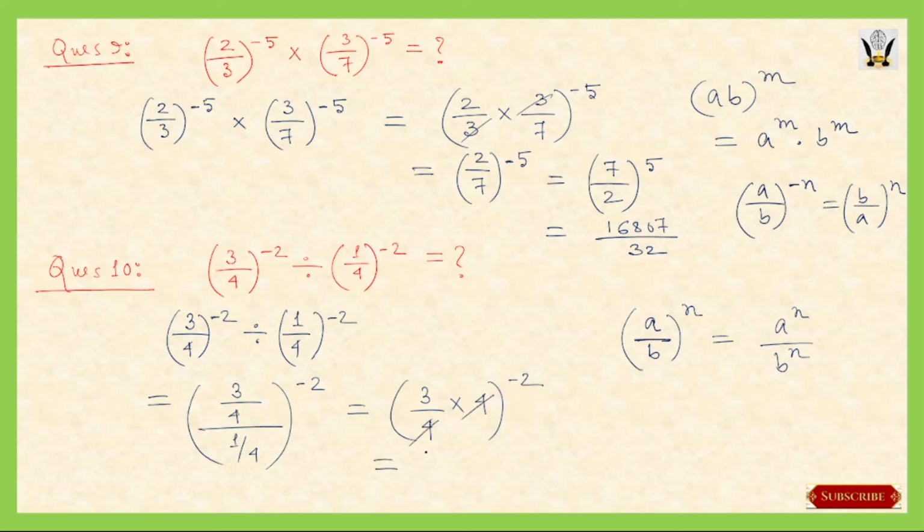The 4s cancel each other as they are in the numerator and denominator. So it will be 3 to the power minus 2. Again it is in the form a to the power minus n, so it will be 1 divided by a to the power n. 3 squared means 9, so it will be 1 divided by 9.